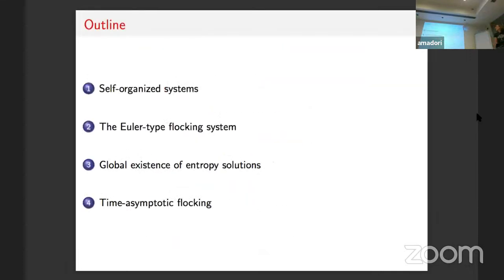So this is the outline of the talk. We will have an introduction on self-organized systems. Then we will present the Euler type model that we are considering and starting our analysis. The next part will be about the global weak entropy solutions that we analyze for our model. And then we address the issue, which is interesting for these models, of time asymptotic flocking.